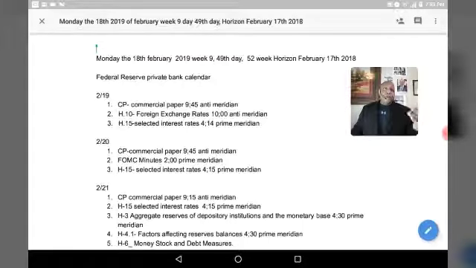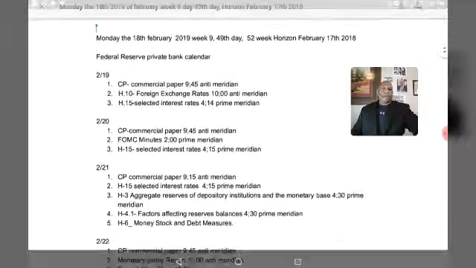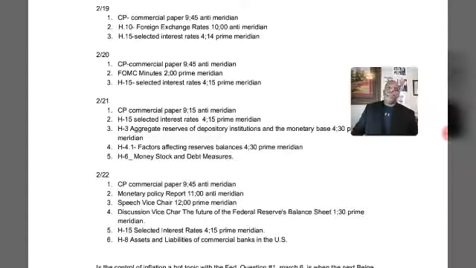I would like to bring to you what's on the Federal Reserve calendar. On the 19th, which is tomorrow, we have commercial paper at 9:45 a.m., or I like to call it ante-meridian. Number 2, we have an H10 foreign exchange rate at 10 a.m. and H15 select interest rates at 4:15 p.m. And for Wednesday the 20th, number 1, we have commercial paper at 9:45 a.m. Second, we have FOMC minutes at 2 p.m. and H15 select interest rates at 4:15 post-meridian.